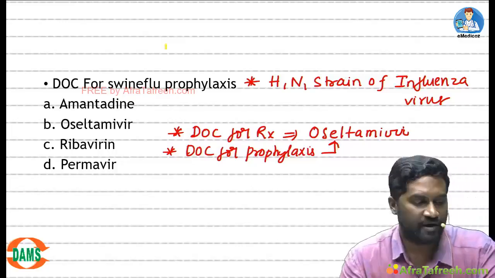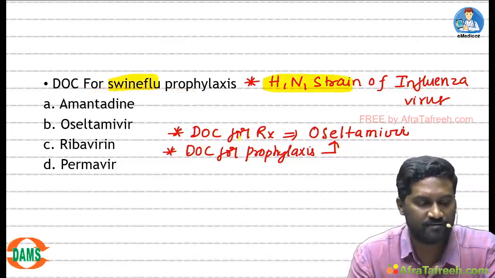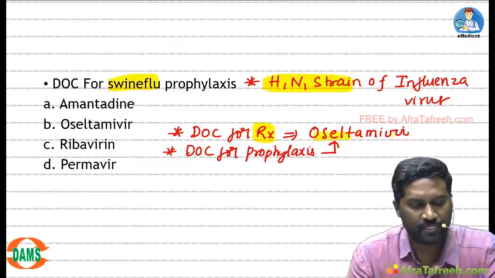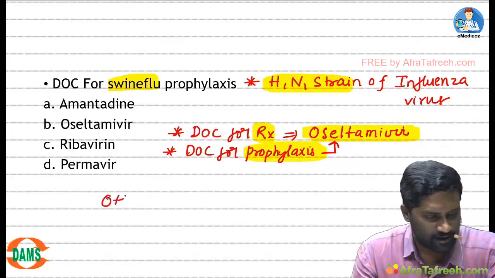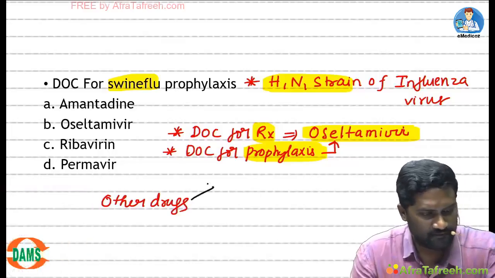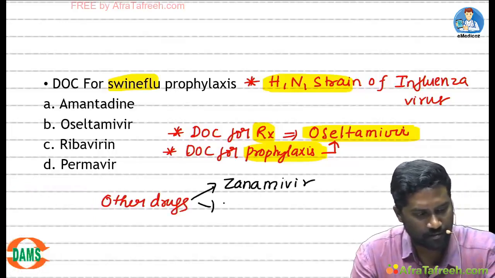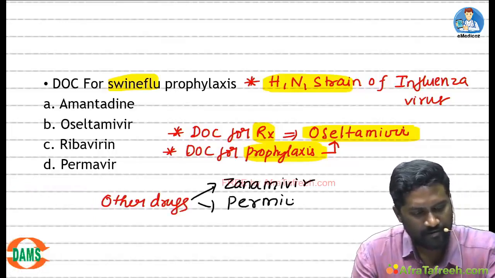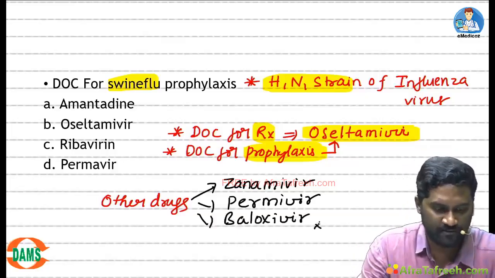Very important, swine flu. It is caused by H1N1 strain of influenza virus. For treatment, it is oseltamivir. For prophylaxis, it is again oseltamivir. What are the other drugs that are helpful in management? Other drugs that we have are zanamivir, peramivir, and the recently approved baloxavir. So these were recently approved, especially this baloxavir.